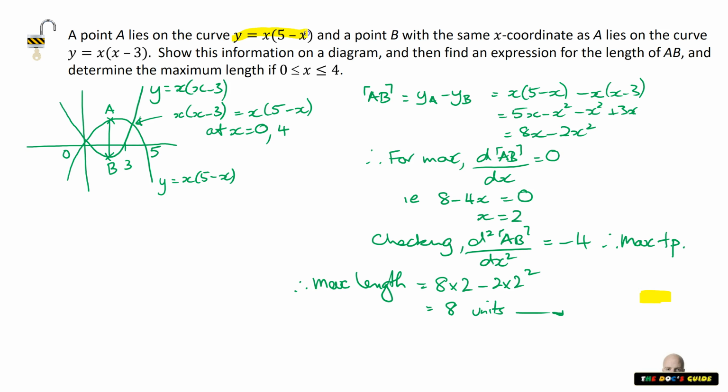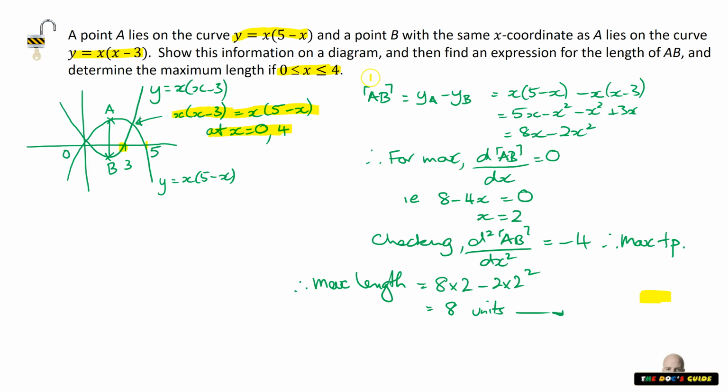So we have this curve, which is obviously a parabola concave down, as we can see, cutting at 0 and 5. This curve, parabola concave up, cutting at 0 and 3. And by solving the two equations simultaneously, which I haven't shown here, we can get that the points of intersection are 0 and 4, which is why this 0 to 4 has been mentioned up here.